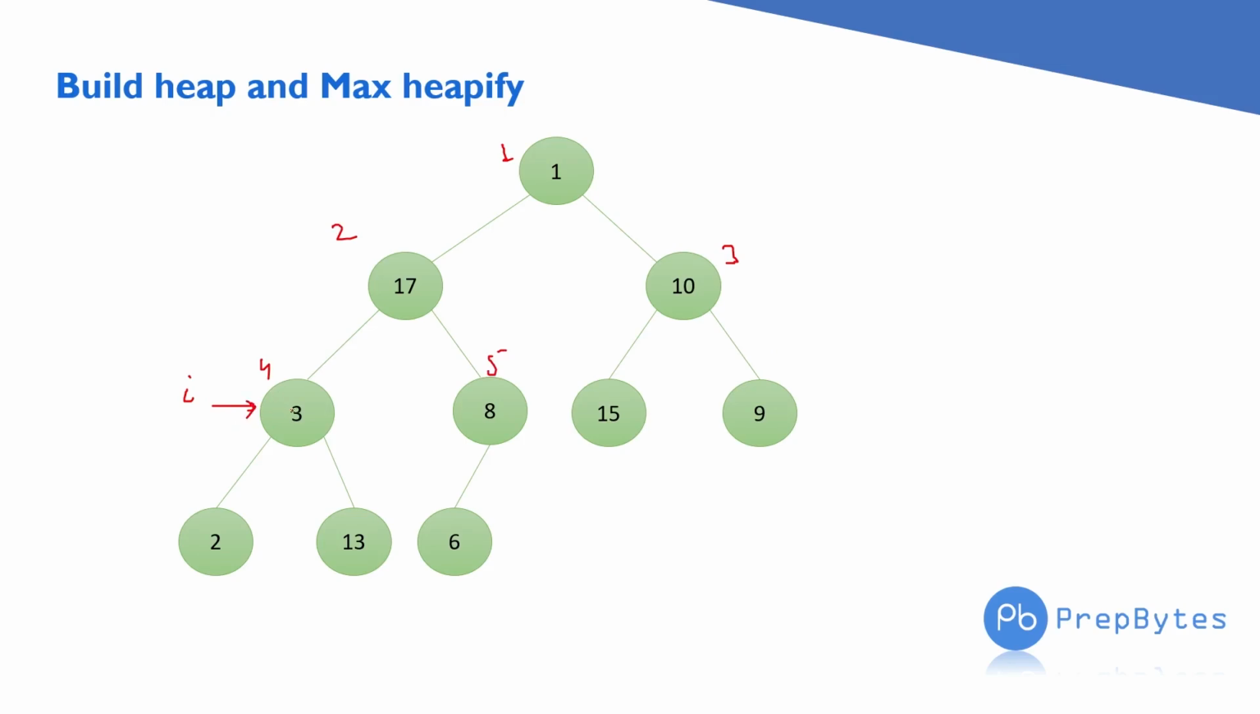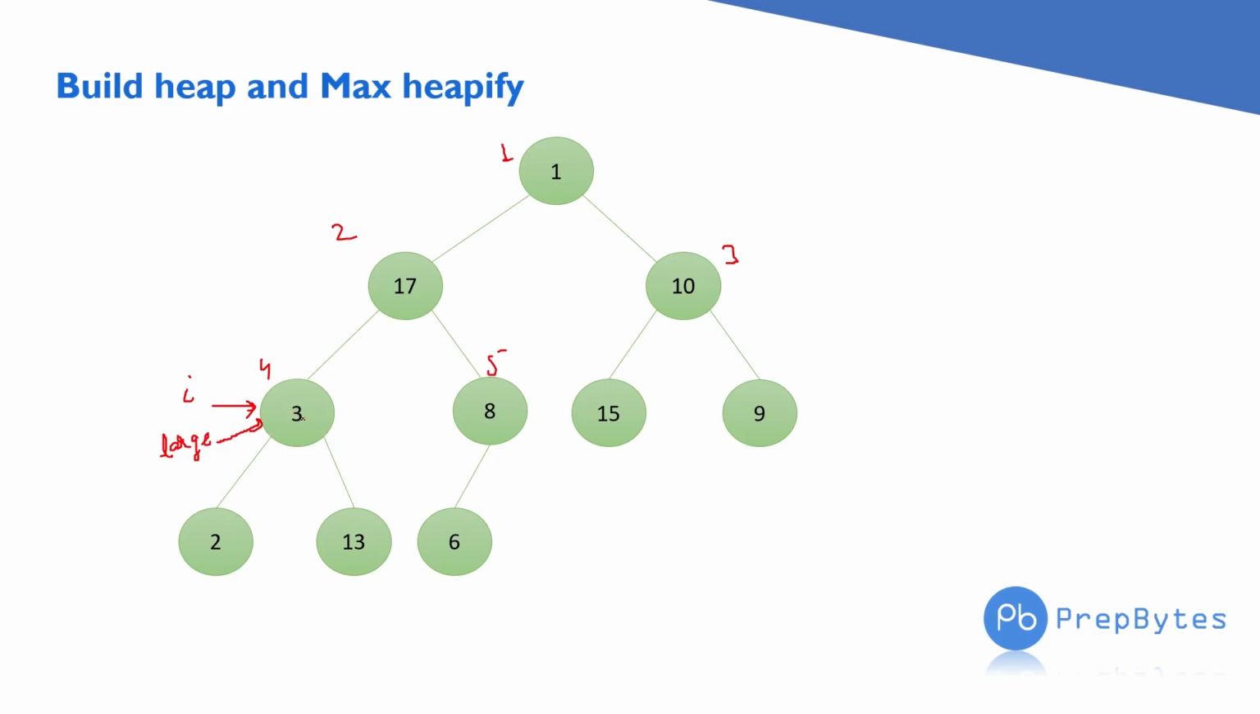Now what will happen is, this will check with its left child and this will check with its right child. So is it greater than its left child? No. Sorry, yes, it is greater than its left child. Is it greater than its right child? No. 13 is a larger one. So when it checks which is greater between 3 and 2, 3 becomes the greater. So the variable largest will start pointing to 3, that is the index 4.